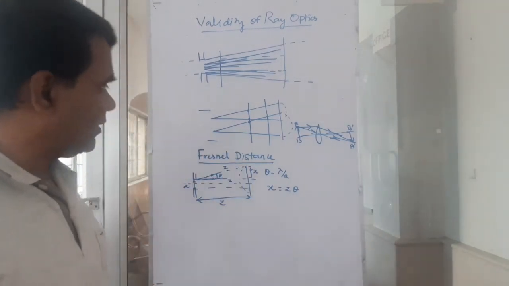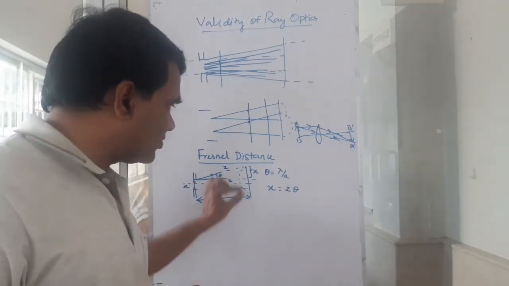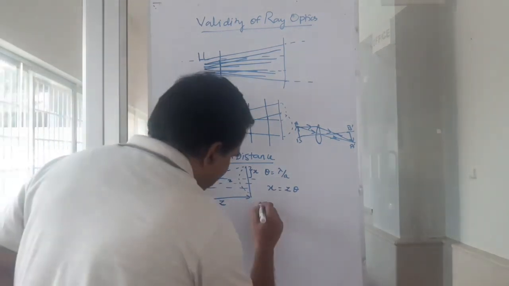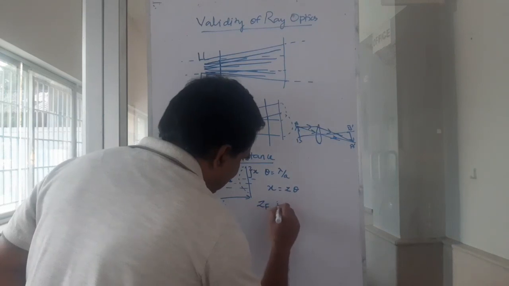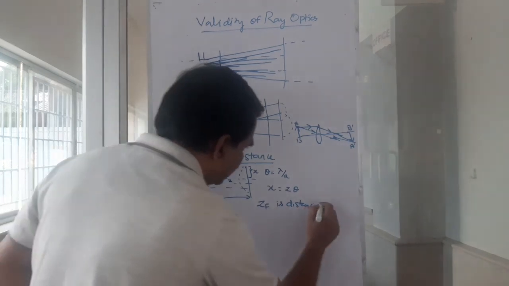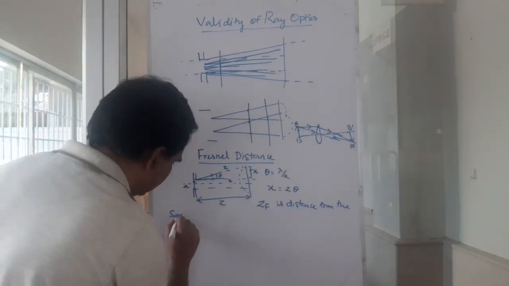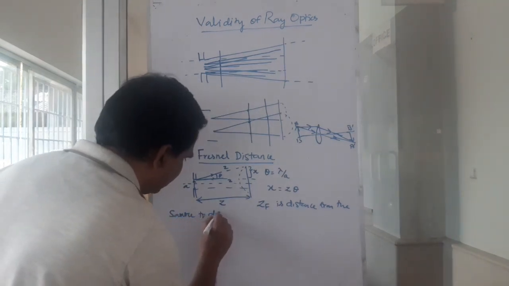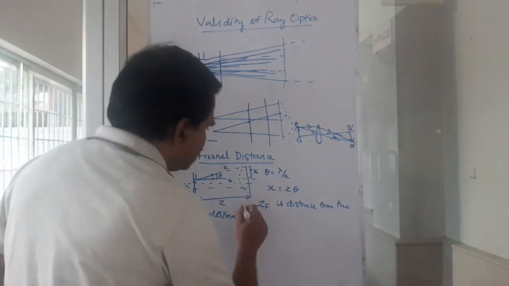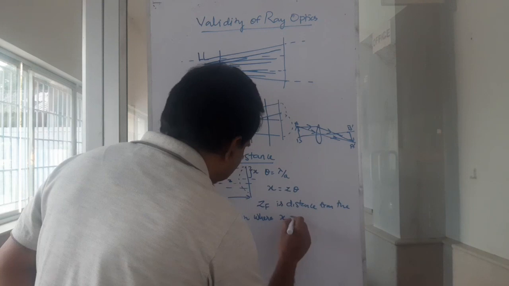What is this distance? Fresnel distance is the distance Z at which this X is equal to A. So Fresnel distance ZF is the distance from the source to destination, where X becomes A.